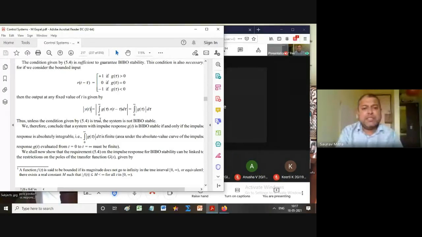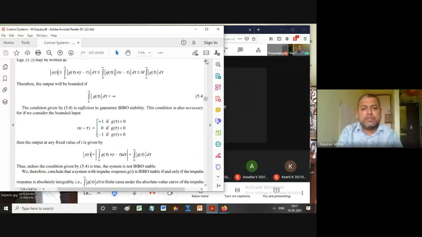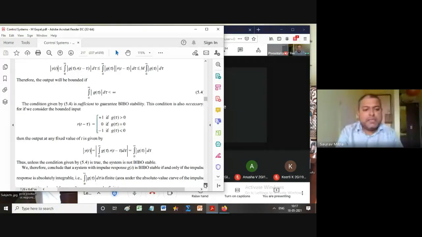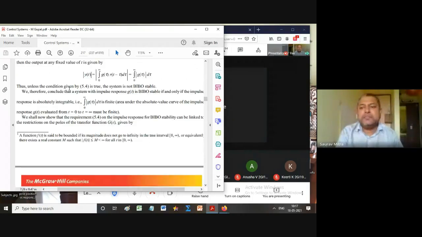So here it is written, thus unless the condition 5.4 is true, that is, the integration of g(tau) d tau over 0 to infinity should be less than infinity. That means it should produce a bounded area. So what is the condition? The integration of g(tau) d tau from 0 to infinity should be less than infinity. That means this should be bounded. So unless the condition given in 4.5.4 is true, the system is not BIBO stable.